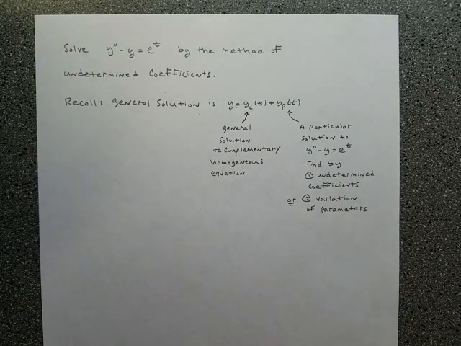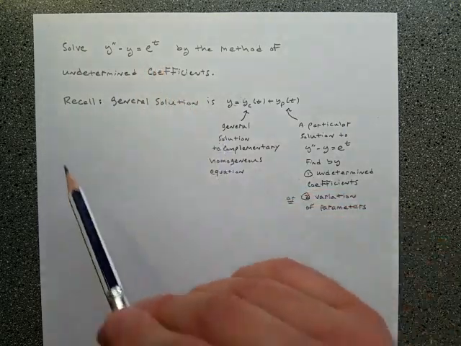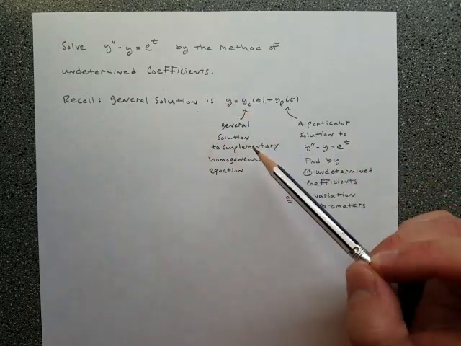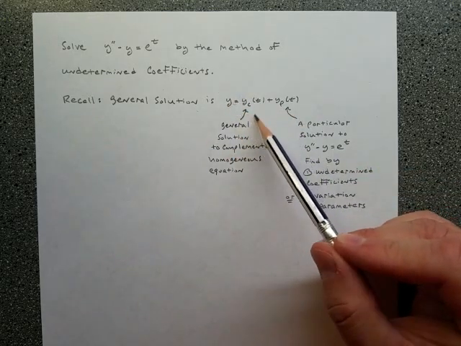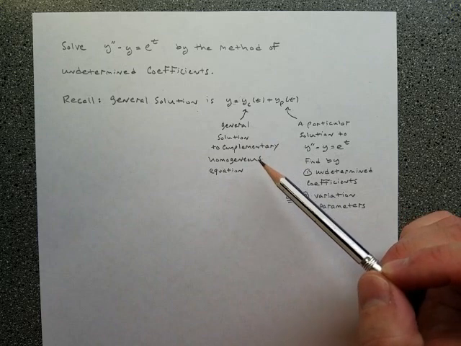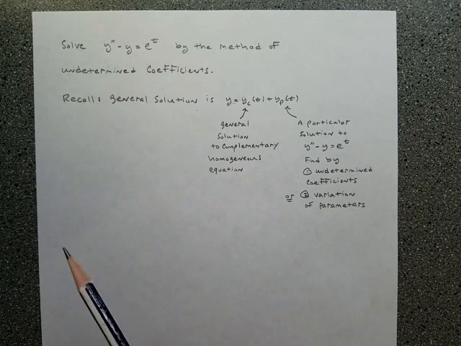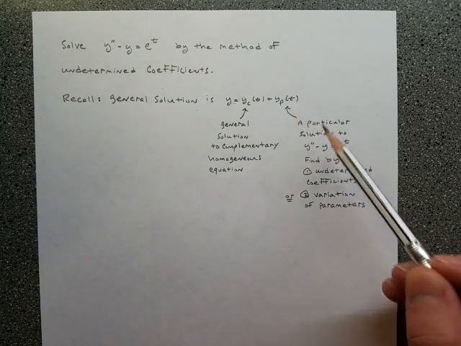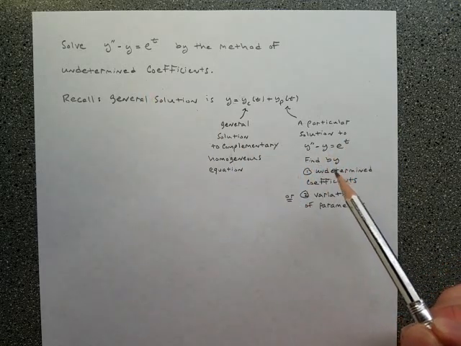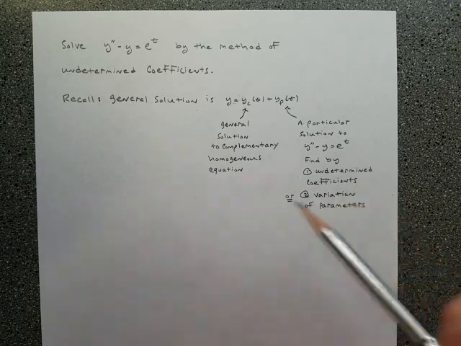Okay, here's a video about solving a second order linear non-homogeneous differential equation by the method of undetermined coefficients. And the way that it would work for something like this is that the general solution takes this form. Y sub c is the general solution to the complementary homogeneous equation with respect to that one. And y sub p is a particular solution to the original non-homogeneous equation. And you can find that by the method of undetermined coefficients, which is what we'll do now.